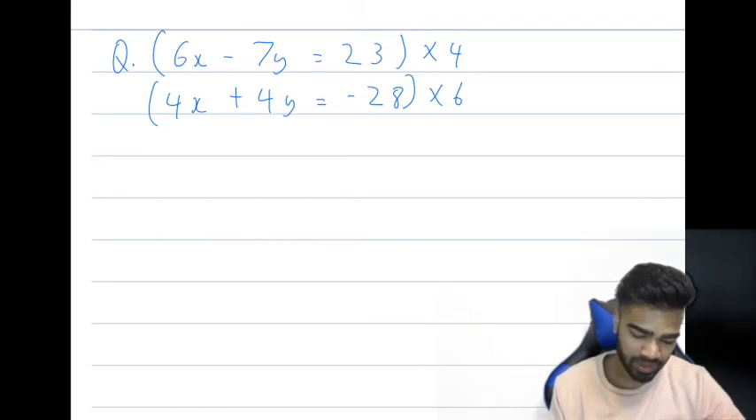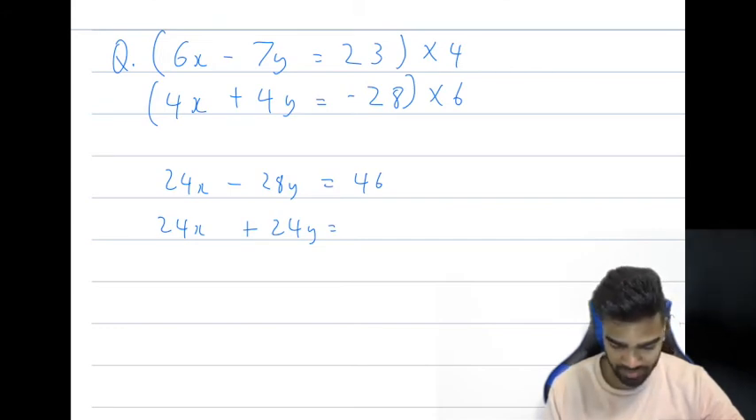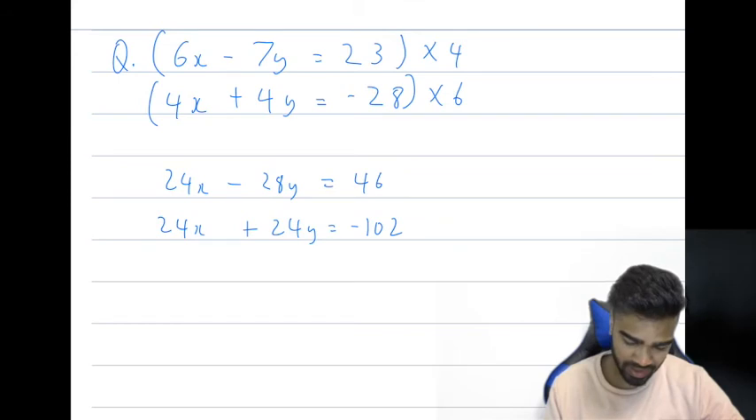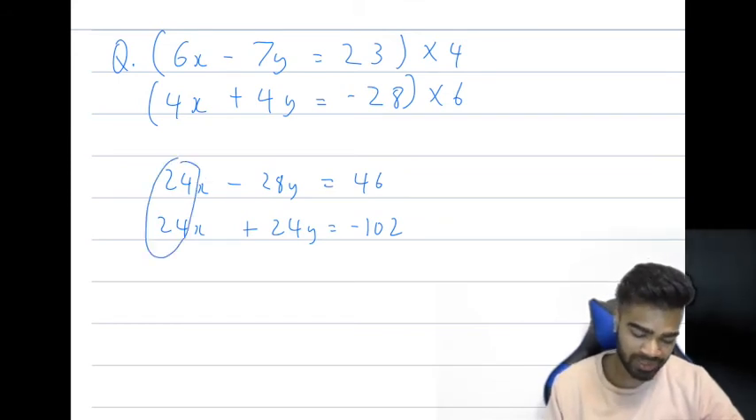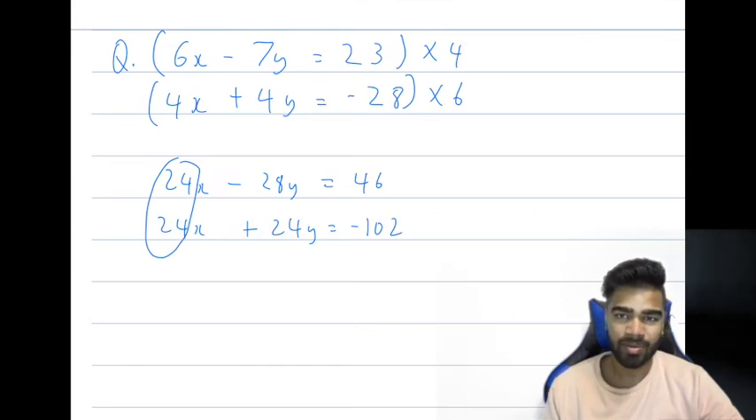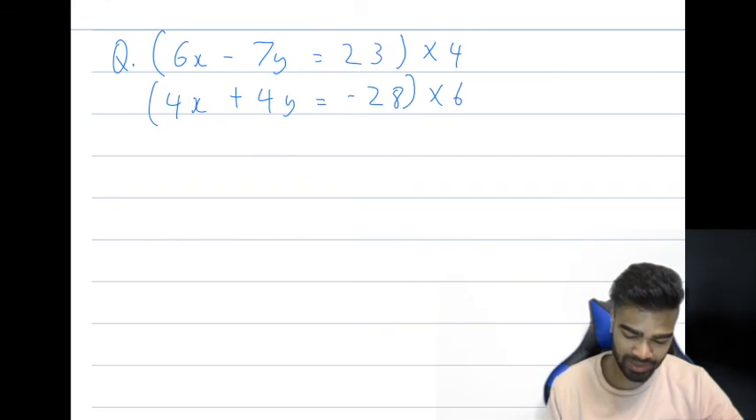So let's multiply the top by 4. So you get 24x minus 28y is equal to 46. And at the bottom, 24x plus 24y is equal to, oh, that's a big number, negative 102. Okay, so these are big numbers, guys. So, of course, we got the same variable, but maybe there's a better way to do this. And I'll show you what the better way is. Okay, so let's cancel all this for a second.